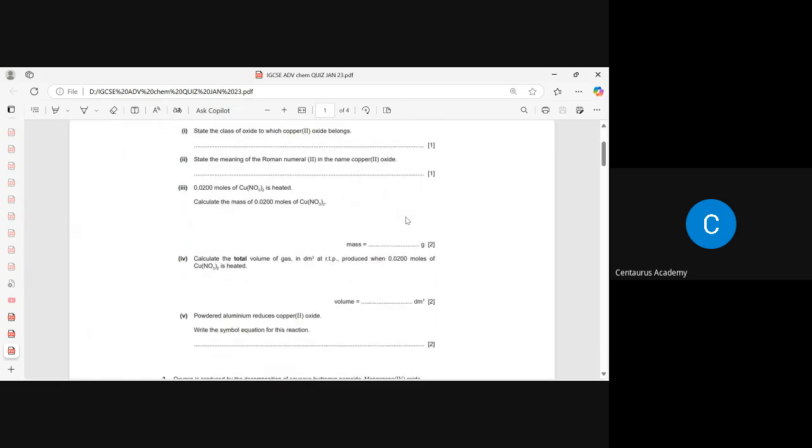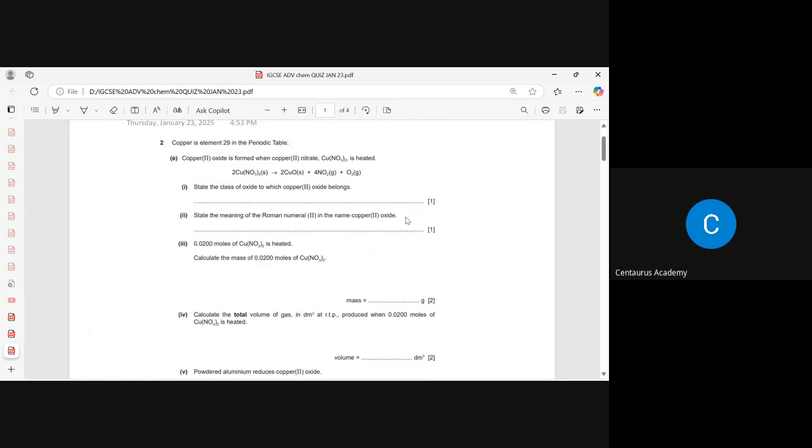All right. This question, if you look into these, are very straightforward questions. The first part and the second one. Which oxide is this? Copper(II) oxide. Metal oxides tend to be basic oxides, right? And the Roman numeral II is basically the oxidation state or oxidation number of copper here. Okay. You have to mention the complete thing.